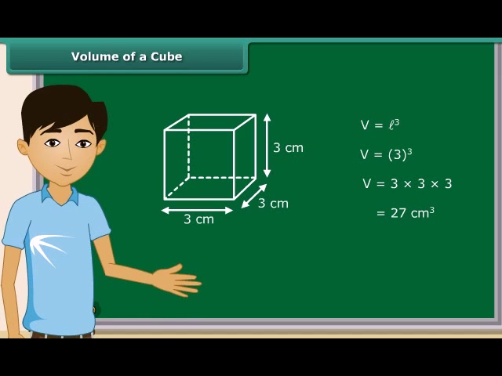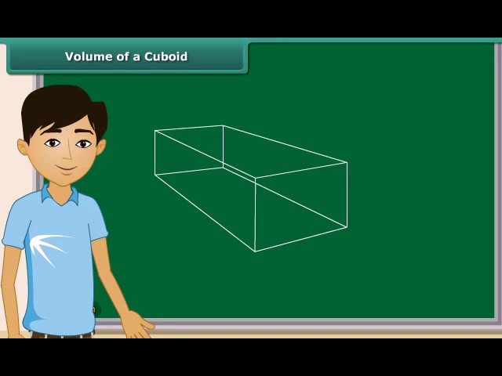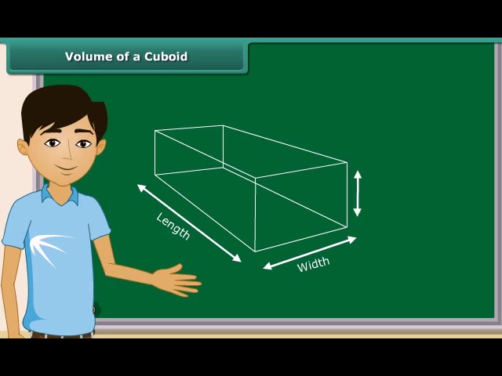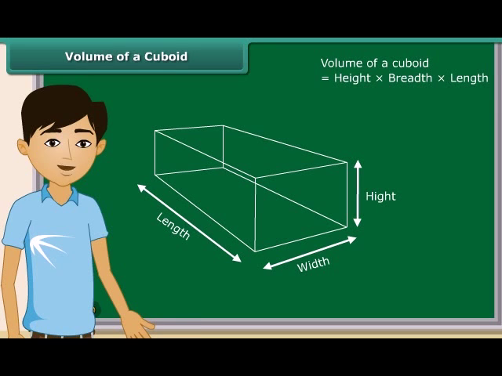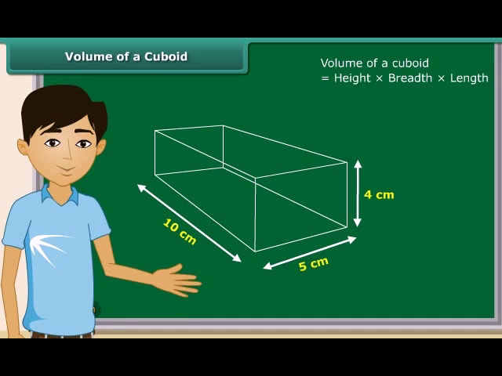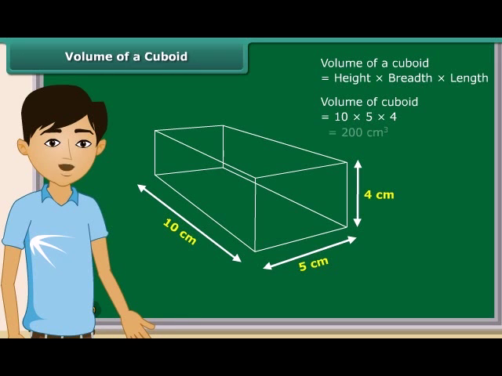Look at this cuboid. We know it's a three-dimensional shape having dimensions, length, breadth and height. It's very simple and easy to calculate the volume of a cuboid. Just multiply height, breadth and length of the cuboid and you will get the volume of a cuboid. Let us work out the volume of this cuboid. The three dimensions are given to us. Calculating volume of this cuboid is fairly easy. Just multiply all the three numbers. So the volume of this cuboid is 200 centimeter cube.